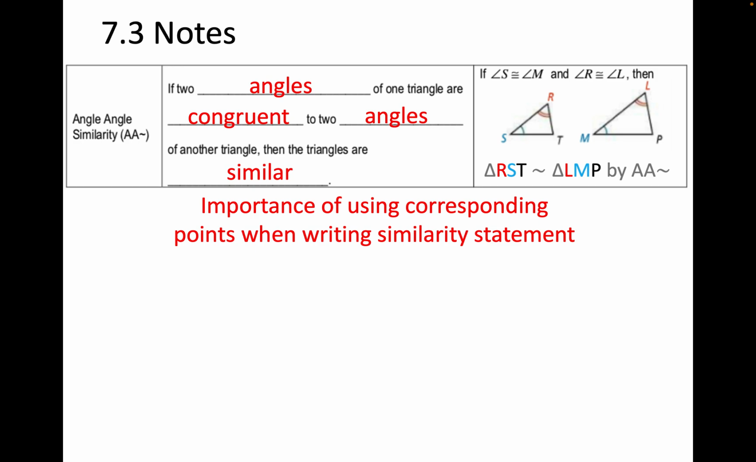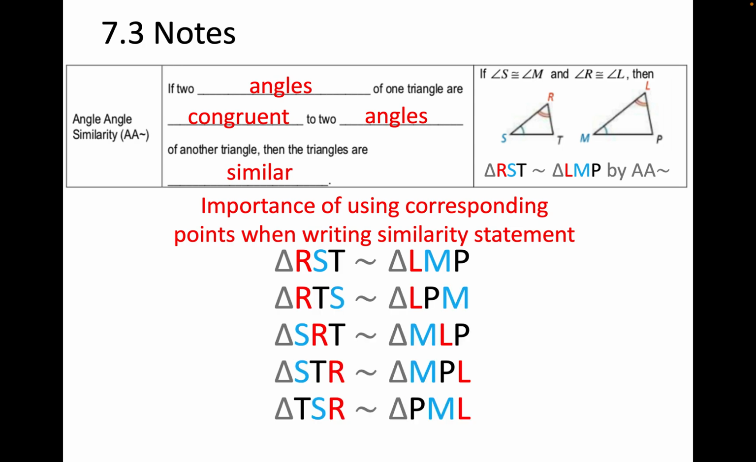They have no markings, so they go together, so I put them third. Okay, now the order, first, second, third, doesn't matter. What matters is that the red goes with the red, the blue goes with the blue, and the black goes with the black. So I could have written the original one, but it would have been equally valid for me to write this one, or this one, or this one, or this one, or this one. In all 6 of these examples, you'll see that the corresponding points are in the same spot in the similarity statement. So the similarity statement lets me see that R and L are corresponding, S and M are corresponding, and T and P are corresponding.